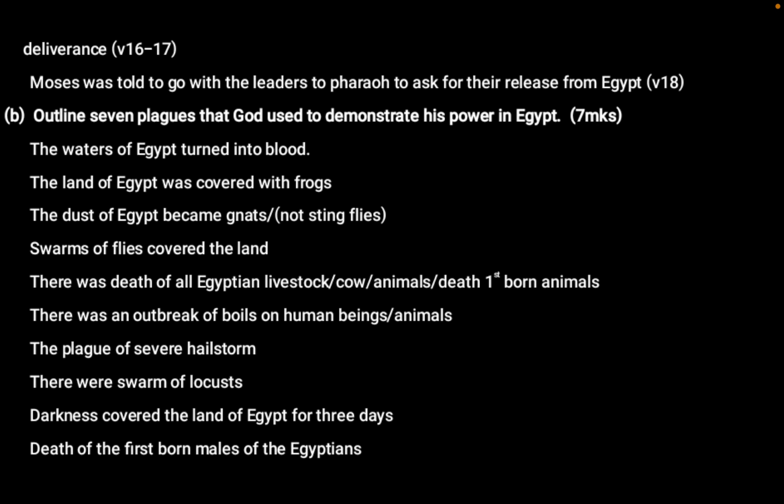There was death of the Egyptian livestock. That is firstborn animals, cows and animals. There was also an outbreak of boils, and these boils were on human beings and what? Animals. There was also the plague of severe hailstorms. There was a swarm of locusts. And then darkness covered the land of Egypt. How many days? For 3 days. And then death of the firstborn males of the Egyptians. That was the last plague.